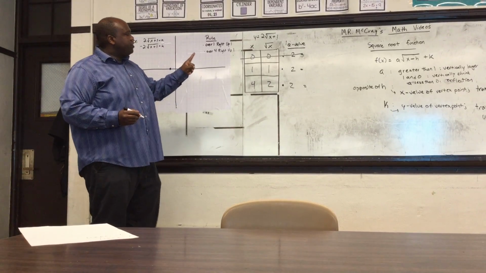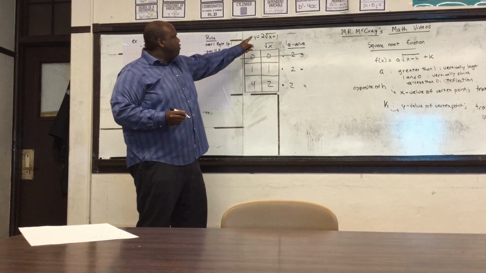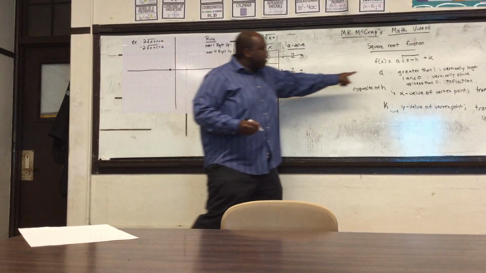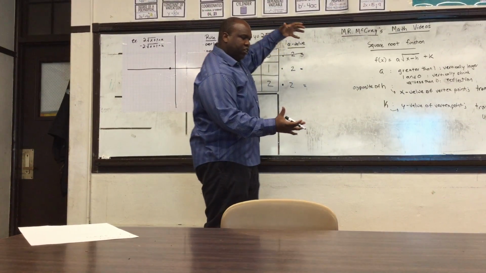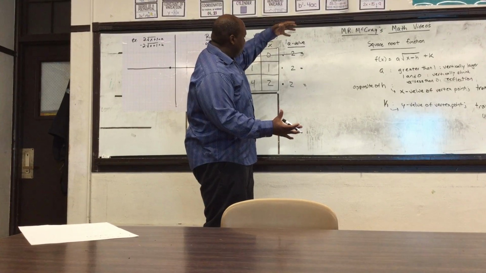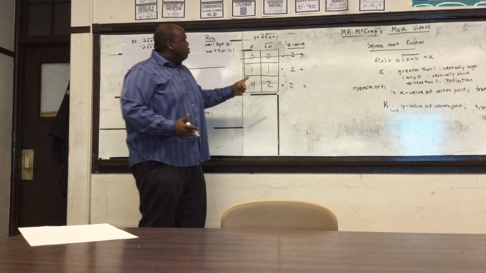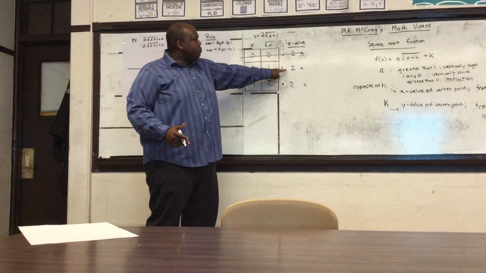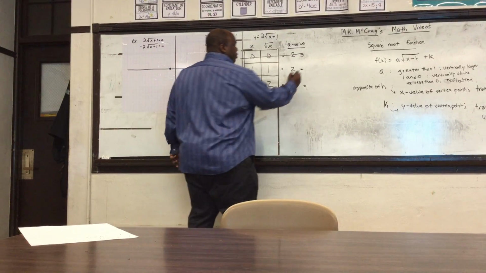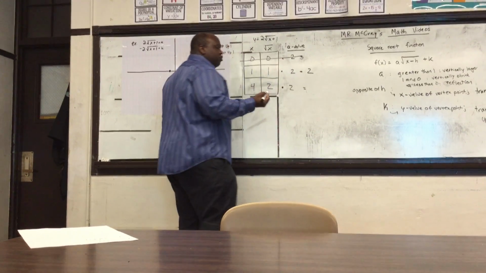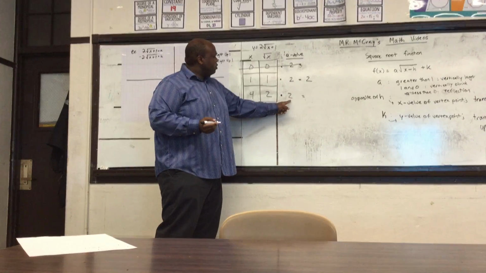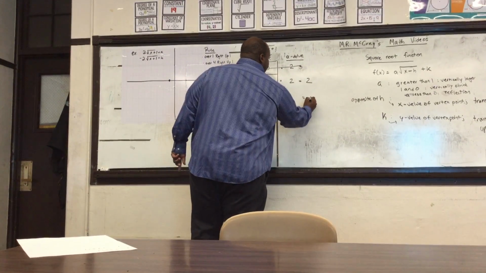Okay? The only difference is we have to make sure we account for this value of a. Because again, we said anything greater than 1 is going to make it vertically larger, bigger. So to do that, we're going to take this value of the square root of x, which is 1, and we're going to multiply it by 2. So 1 times 2 is 2. And we're going to do the same thing for this one. 2 times 2 is 4.